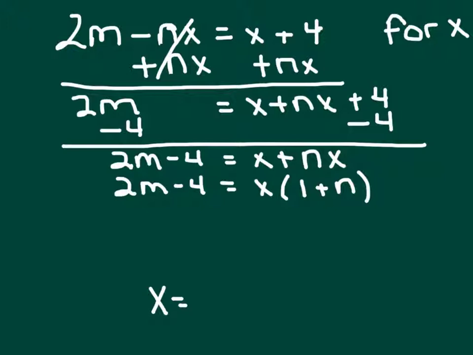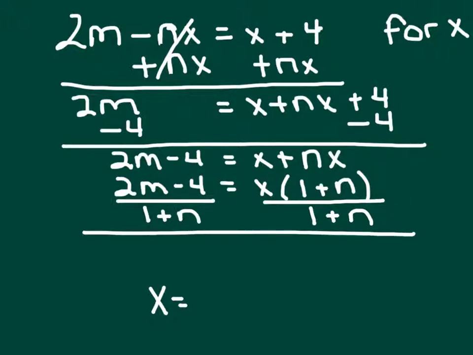Now we can isolate the x by taking away the 1 plus n. What is it doing right now? It's multiplying. So the opposite of multiplying is dividing by 1 plus n. So we'll do that on both sides. And that leaves us with 2m minus 4 over 1 plus n equals x.